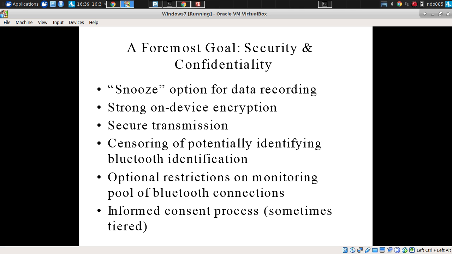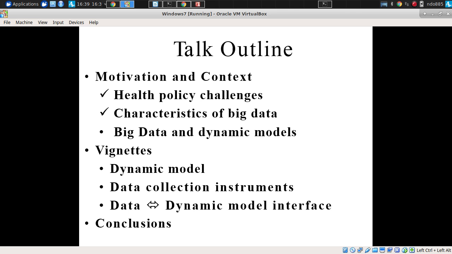A foremost goal for all of this work is security and confidentiality, whether it's the option to snooze, to opt out of the data collection, or use of encryption, or other aspects to censor the type of information that's available. Privacy and security are foremost needs and goals, and are expected, rightly so, by ethics boards.